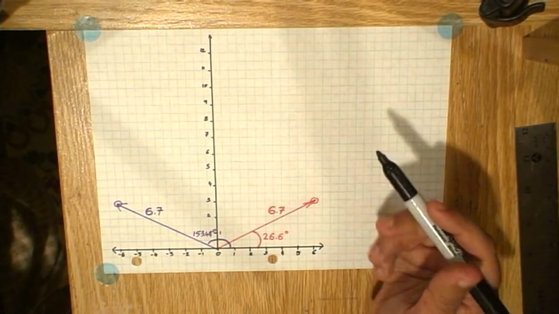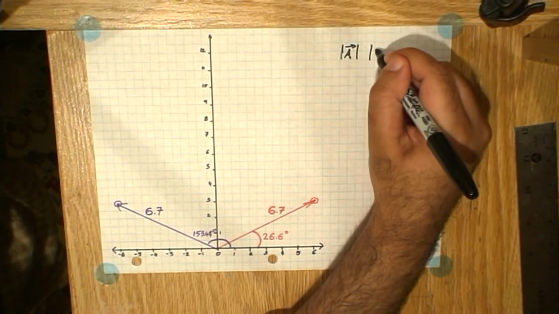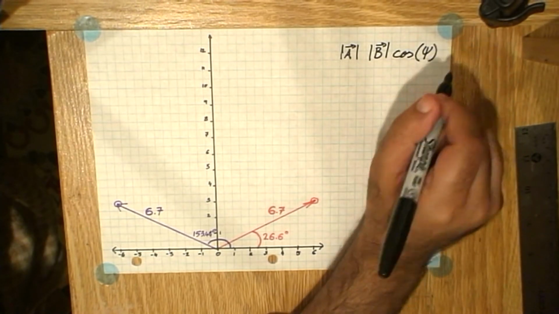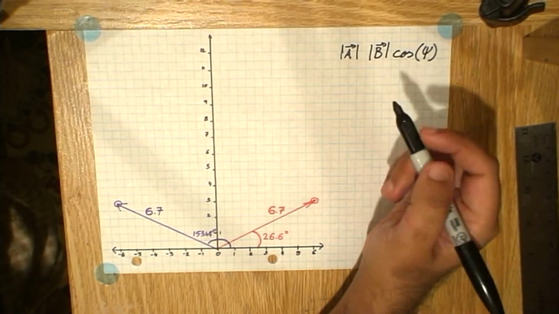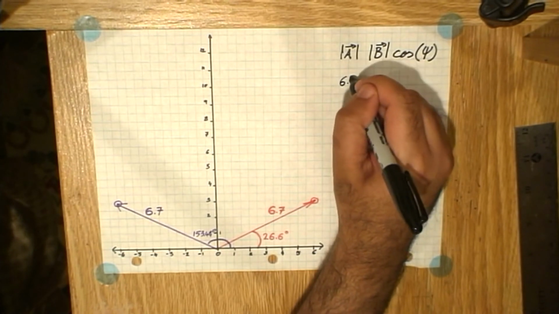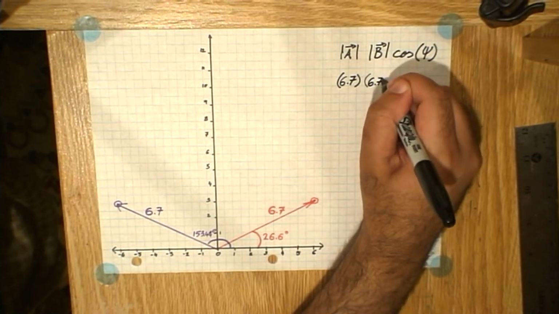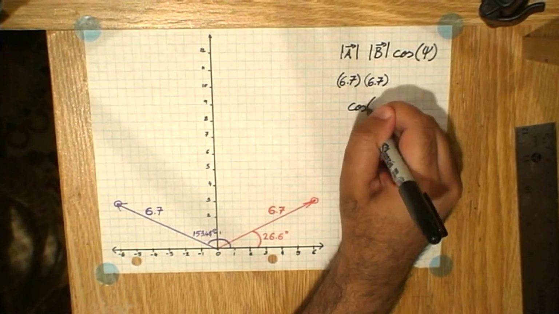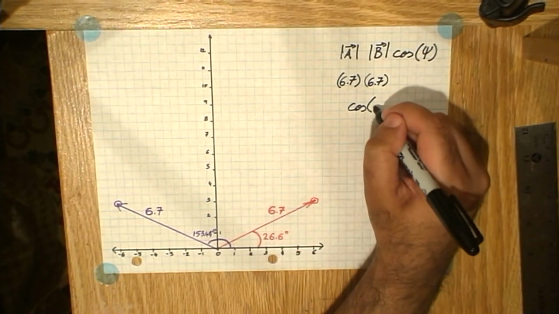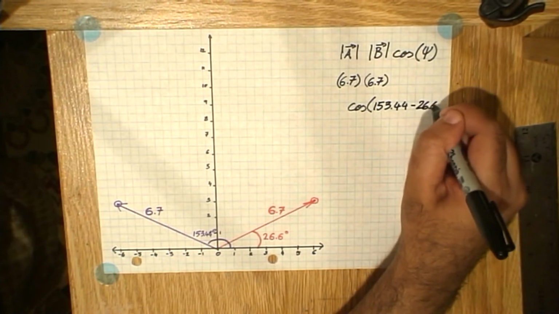And since these vectors have been given in polar, we will use the usual polar way of solving. It works out to A times B times the cosine of the angle between them, which we call phi, or phi, if you want to be absolutely accurate about it. So the size of the first vector is 6.7. The size of the second vector is also 6.7, multiplied by the cosine of the angle between these two, which is measured as 153.44 minus 26.6 degrees.